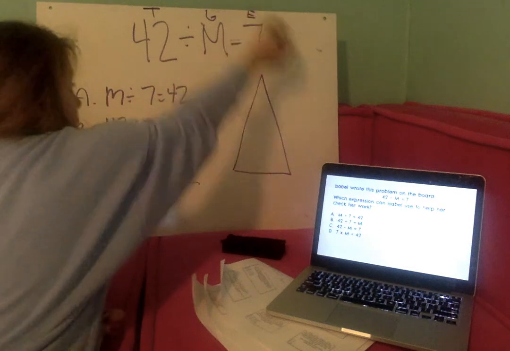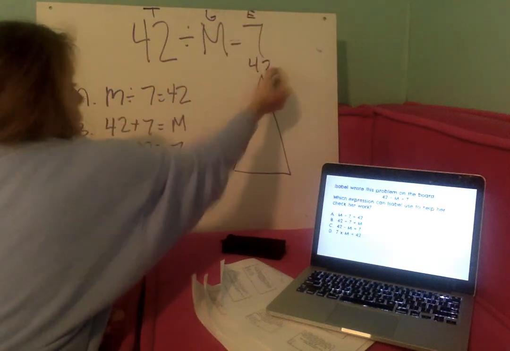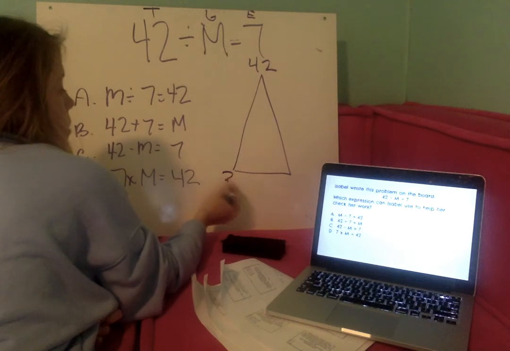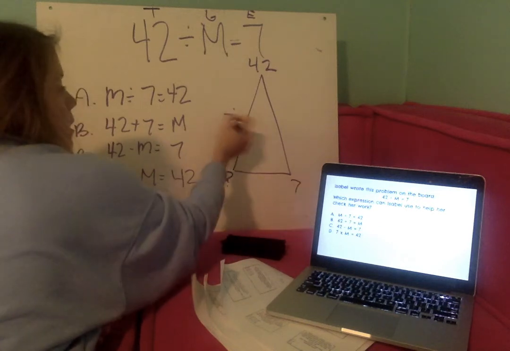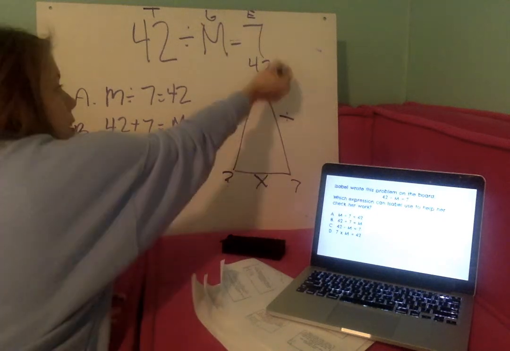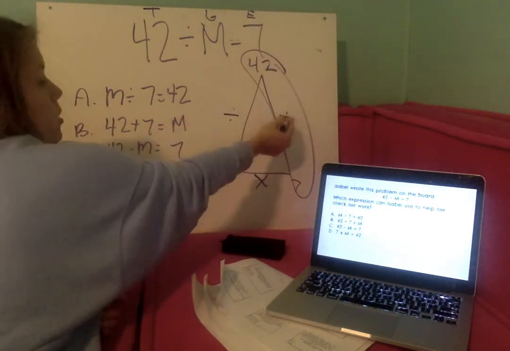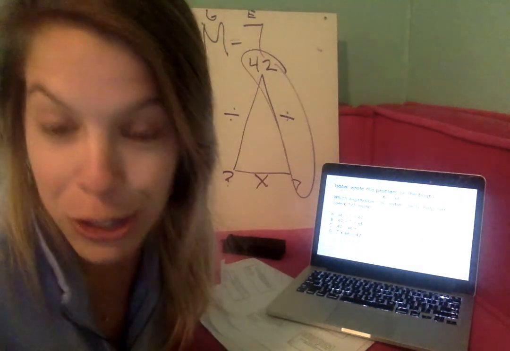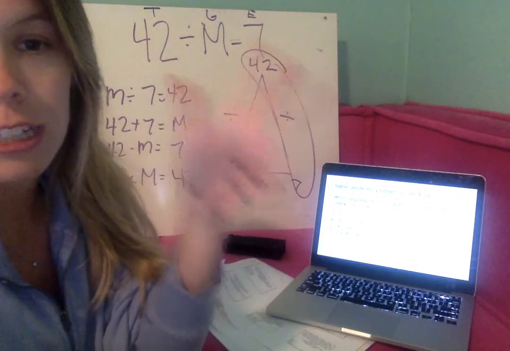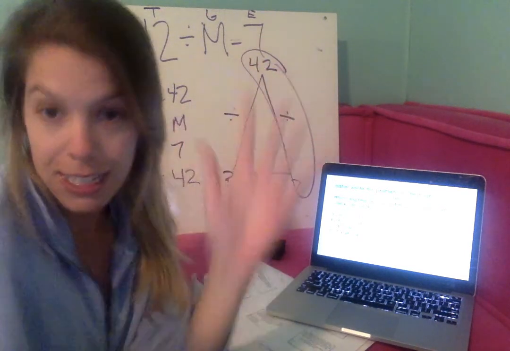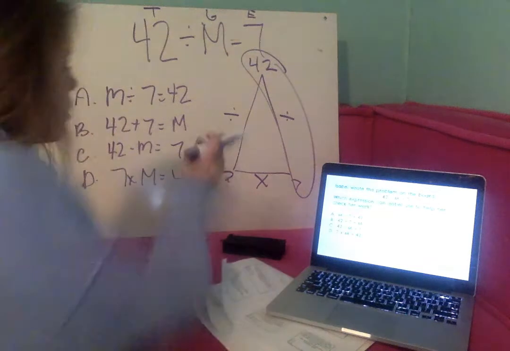So we know that 42 goes here, the missing number goes here, that's a crazy question mark, and the 7 goes here. Division, division, multiply. So that means 42 divided by 7 is how we're solving it. Skip count your 7s until you get to 42. 7, 14, 21, 28, 35, 42. How many fingers? 6. So the missing number is 6, which would go here.